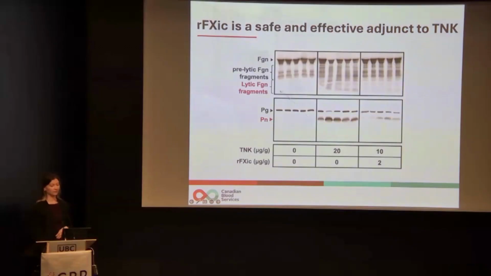And up top, you can see that if the mice receive no drug, they have no lytic fibrinogen fragments. But a full dose of tenecteplase gives a full array of all of these bands here, which represent systemic bleeding, including potential cerebral hemorrhage in these mice. And by decreasing that dose of tenecteplase down to 10 micrograms per gram, we're able to also decrease these markers of systemic bleeding. The same goes at the bottom.